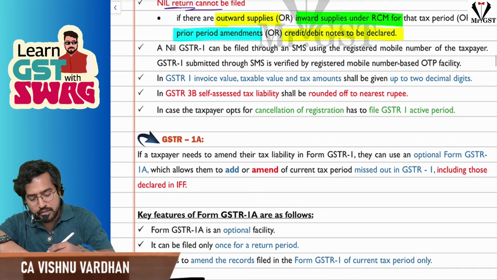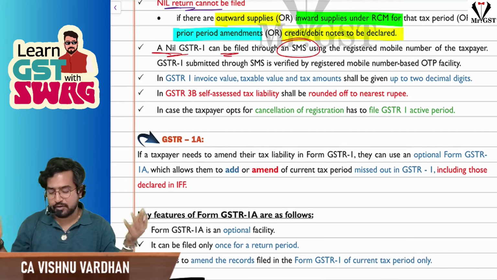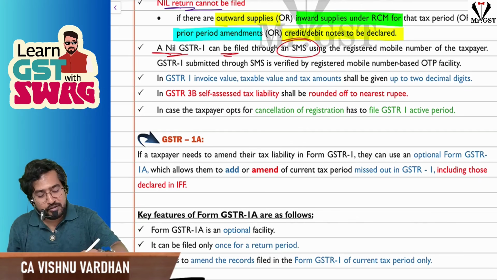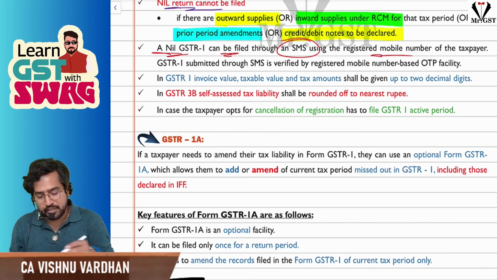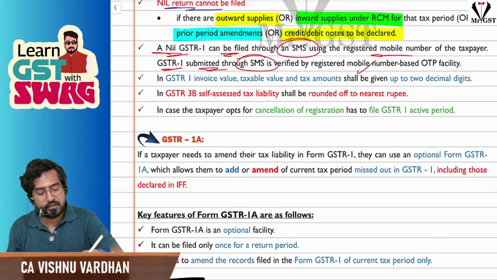Next, nil GSTR 1 can be filed through SMS. Somebody asked, have you filed? I never filed. Okay. With your registered mobile number, GSTR 1 can be submitted through SMS. The registered mobile will get an OTP.